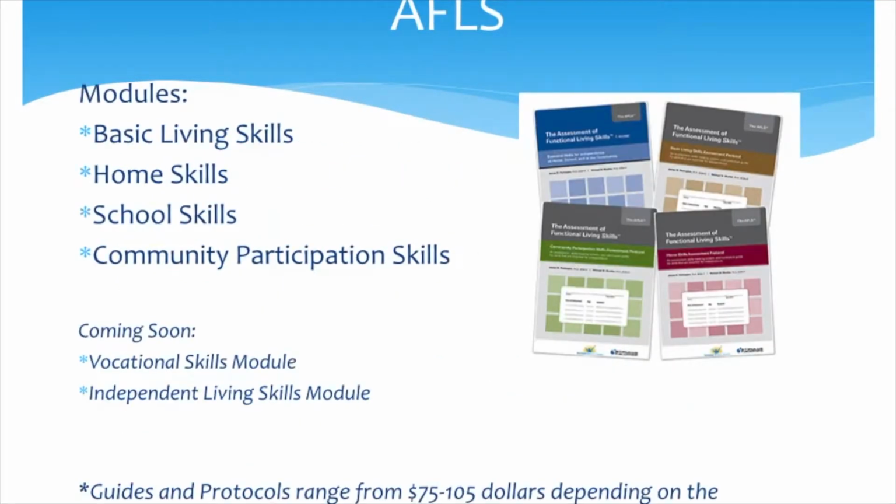The AFLS is comprised of skill sets with categories for assessment. The AFLS assesses functional, practical, and essential skills for everyday life. Each module is connected by unifying themes and overarching goals for maximizing a learner's independent opportunities. Bundle multiple modules and customize the perfect assessment for your setting and situation. The original AFLS set includes basic living skills, home skills, and community participation skills. The school skills protocol is sold separately. Guides and protocols range from $75 to $105, depending on the module.